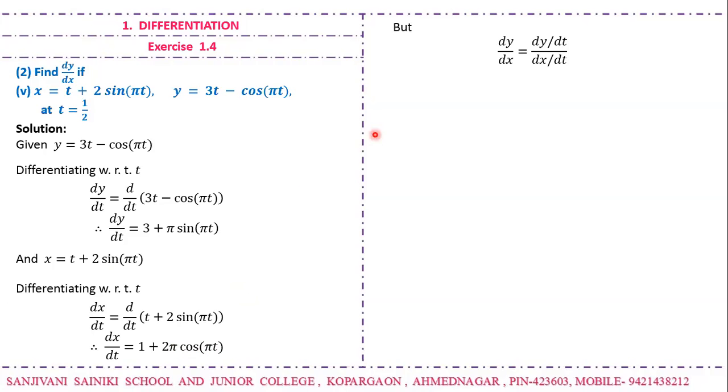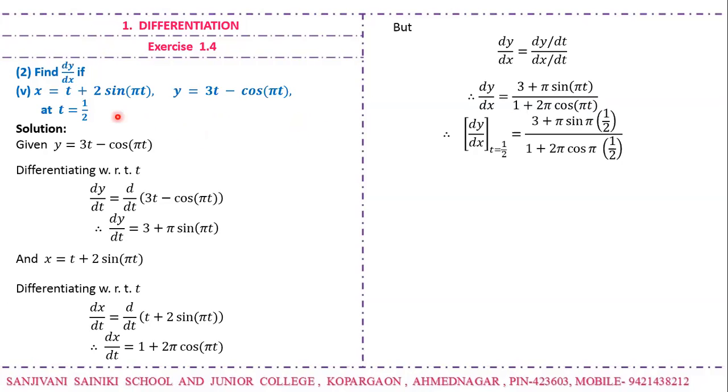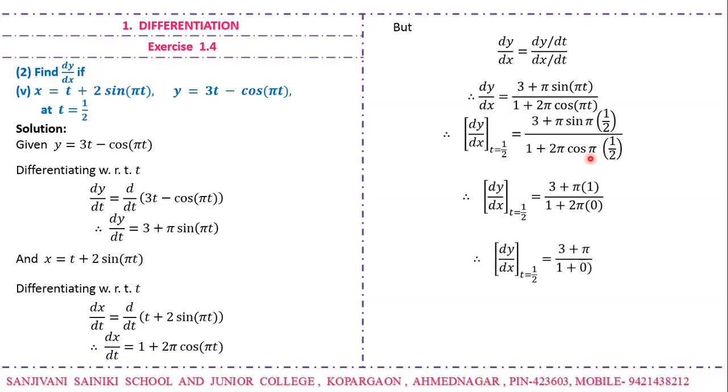Now using parametric differentiation, dy by dx is equal to dy by dt upon dx by dt. So dy by dx is 3 plus pi sin pi t upon 1 plus 2 pi cos pi t. But we want the derivative at t is equal to 1 upon 2, so we have to put t is equal to 1 upon 2 in this derivative. After putting 1 upon 2, sin pi by 2 is 1 and cos pi by 2 is 0. So 3 plus pi times 1 upon 1 plus 2 pi times 0, so 3 plus pi upon 1 plus 0. So the derivative of the function at the given point t is equal to 1 upon 2 is 3 plus pi.